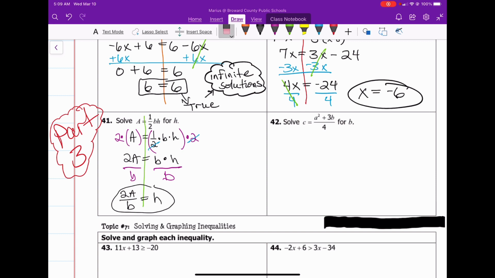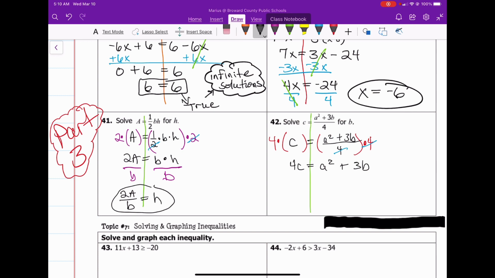42 wants us to solve all this nice stuff for the letter b. So once again, draw a line. And we're going to have to multiply both sides by 4 because we want to clear the fraction. Times 4, and I'm just going to rewrite everything. This is c. This is a squared plus 3b. Now the 4's will cancel out on the right side, and we need to put our equal sign. And all we're going to be left with is 4c equals a squared plus 3b.